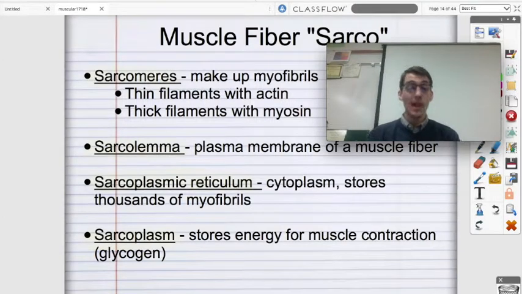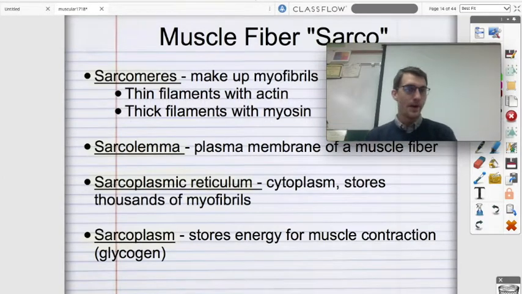The sarcolemma is the plasma membrane of a muscle fiber. Muscle cells are special cells, so they have a special name for the plasma membrane. Neurons, which are nerve cells, have to interact with the muscle cells to tell them what to do. So the sarcolemma plays a big role in receiving a message from the nervous system, like, hey, you've got to contract or you've got to relax.